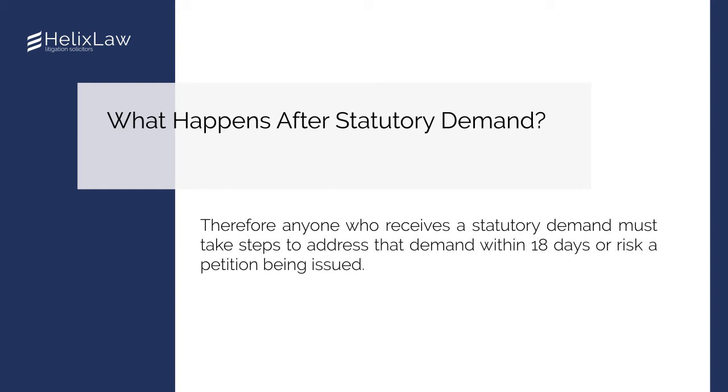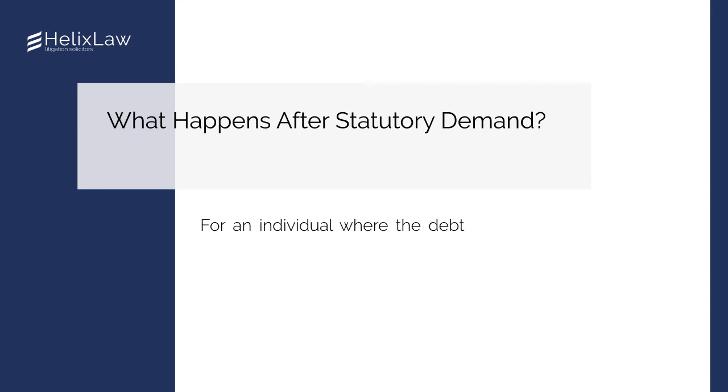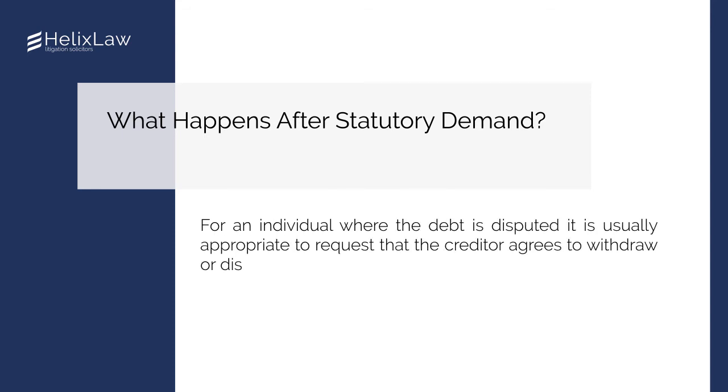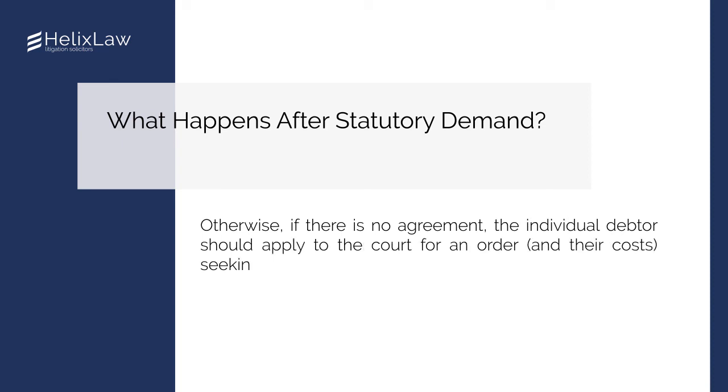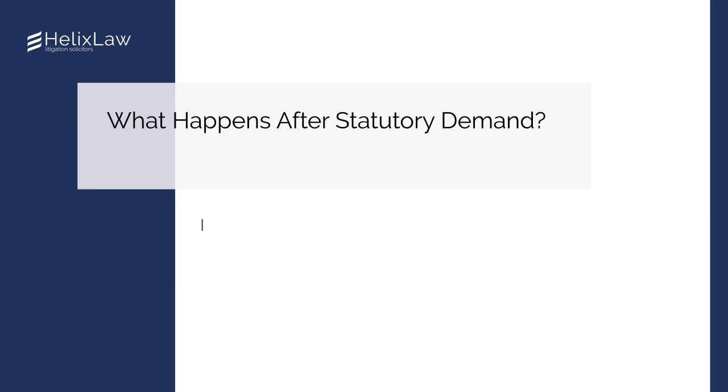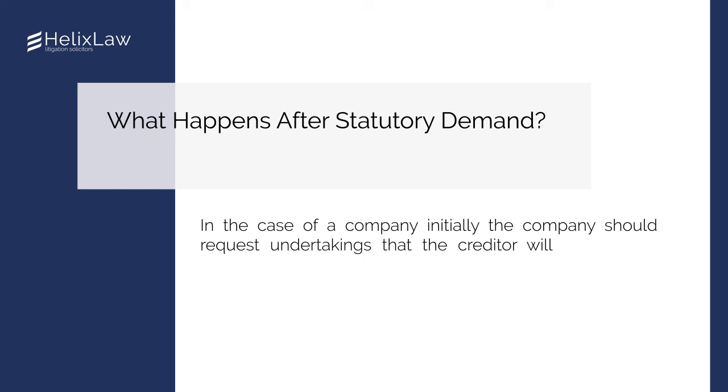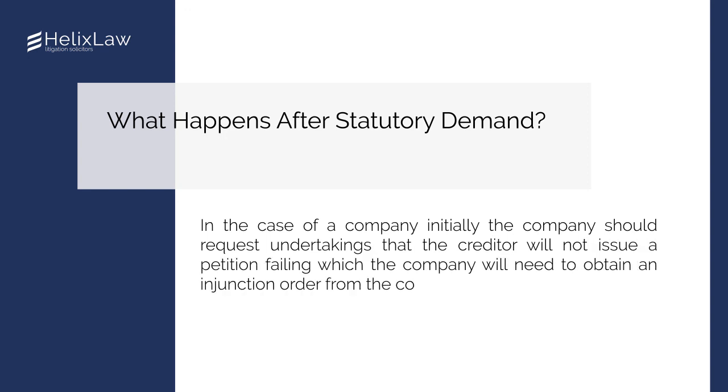petition being issued. For an individual where the debt is disputed, it is usually appropriate to request that the creditor agrees to withdraw or discontinue the statutory demand. Otherwise, if there is no agreement, the individual debtor should apply to the court for an order, and their costs, seeking the set-aside of the statutory demand. In the case of a company, initially the company should request undertakings that the creditor will not issue a petition, failing which the company will need to obtain an injunction order from the court preventing the creditor from issuing a petition.